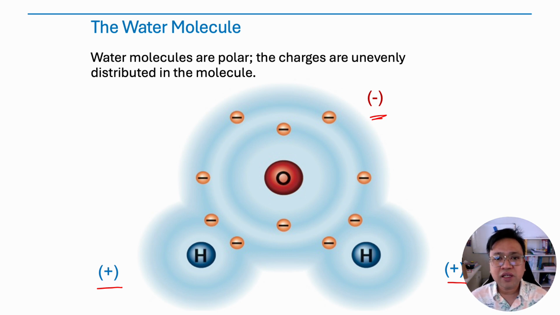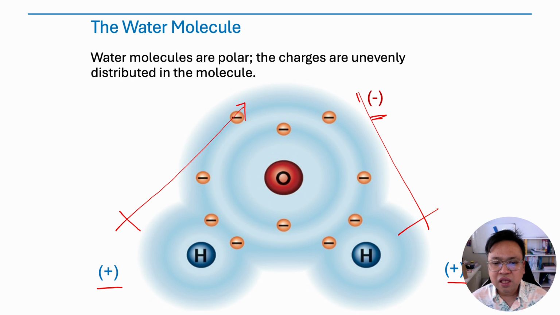This unique sharing of electrons creates a dipole within the molecule. The oxygen end of the molecule becomes partially negative because it has a greater electron density. Conversely, the hydrogen ends become partially positive due to their reduced electron density. This separation of charges within the molecule gives water its polar nature.